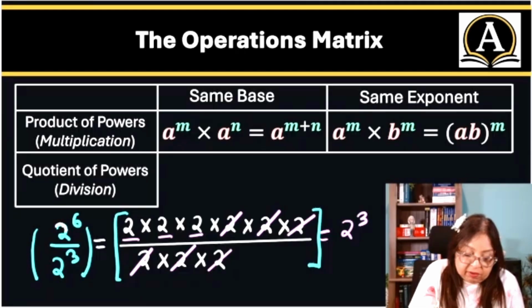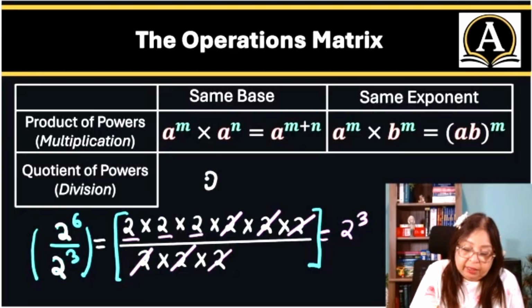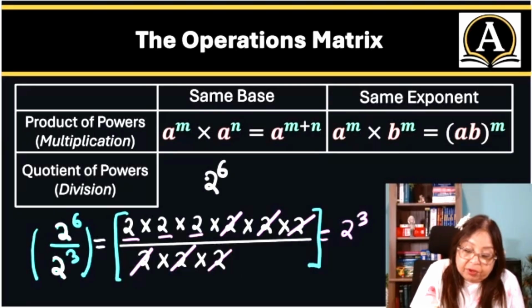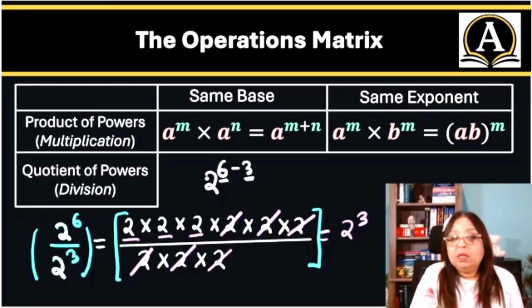As long as the base is same for the quotient, so the base is 2 here, all you have to do is write the base and raise it to the power, which is going to be the difference of the two powers. The power at the top minus the power at the bottom. That's all you have to do.